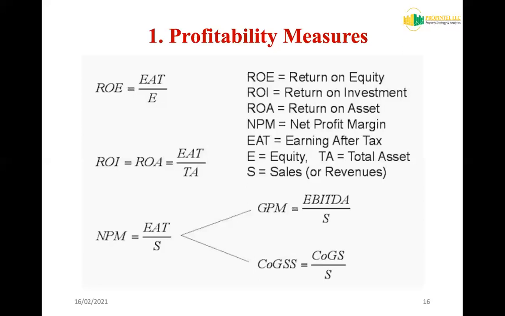Okay. So from this slide, you can see that the ROE can be computed by dividing the earnings after tax of a company by its equity. And then the second profitability measure I want us to look at is the return on investment, otherwise referred to as the return on assets. And as we can see here, we can compute the return on assets by dividing the earnings of a company after tax by its total assets.